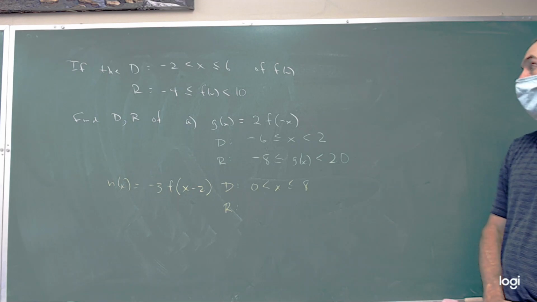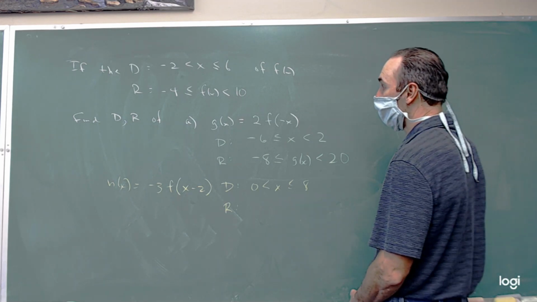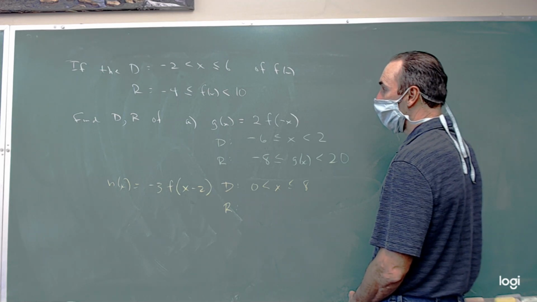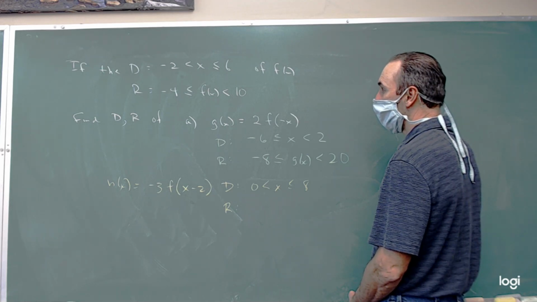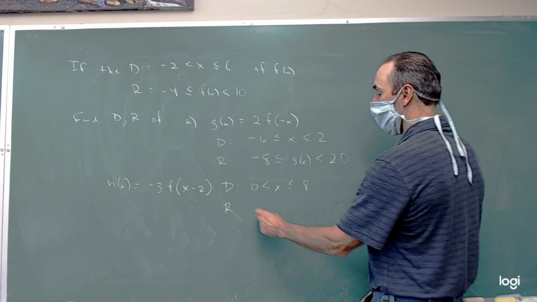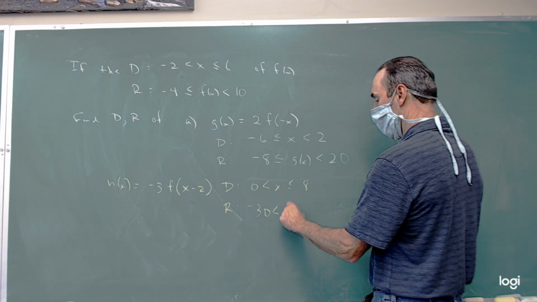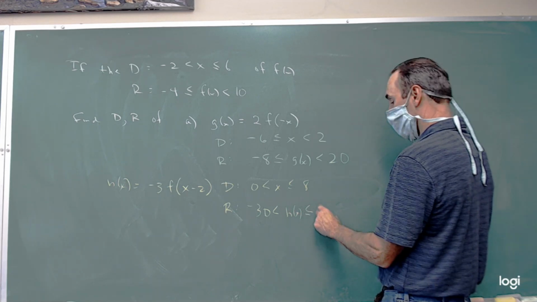So Ashlyn, how about the range? What would you get for that one? Shot in the dark: -30 is less than h of x, which is less than or equal to 12. Good shot.